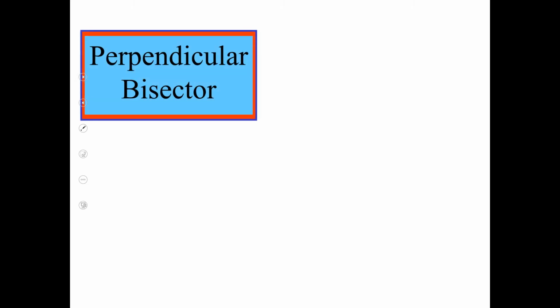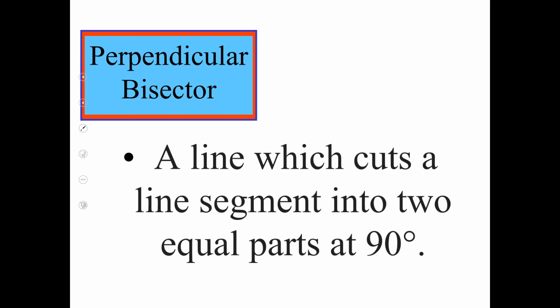So now we need to talk about perpendicular bisectors. The word perpendicular means it intersects at a 90-degree angle. Bisector means through the middle. So we have a line which cuts a line segment into two equal parts at a 90-degree angle. And here are two examples.